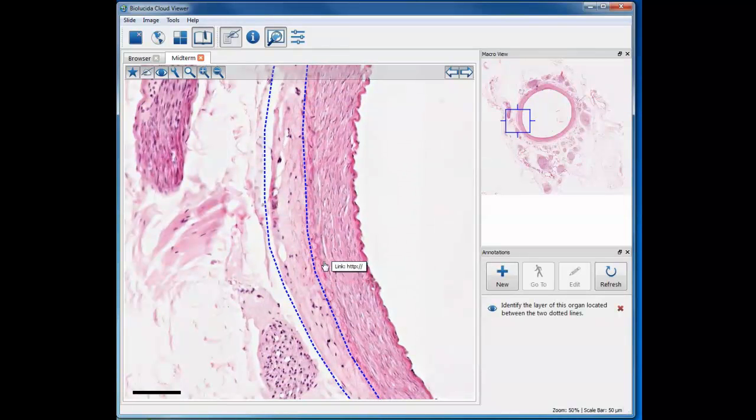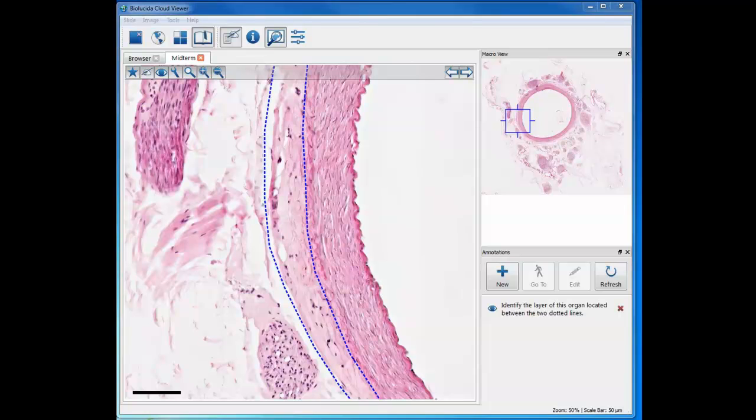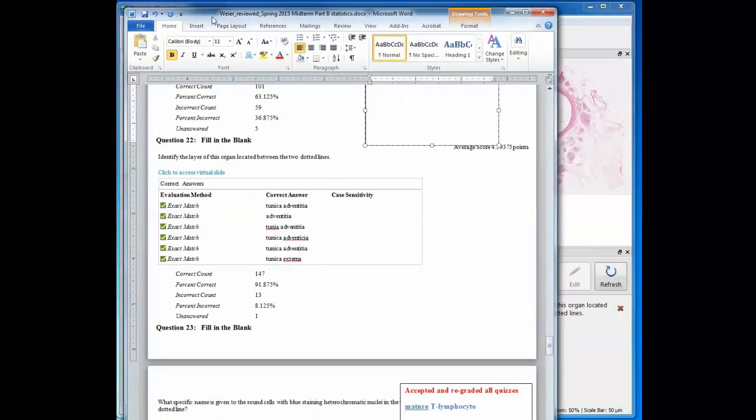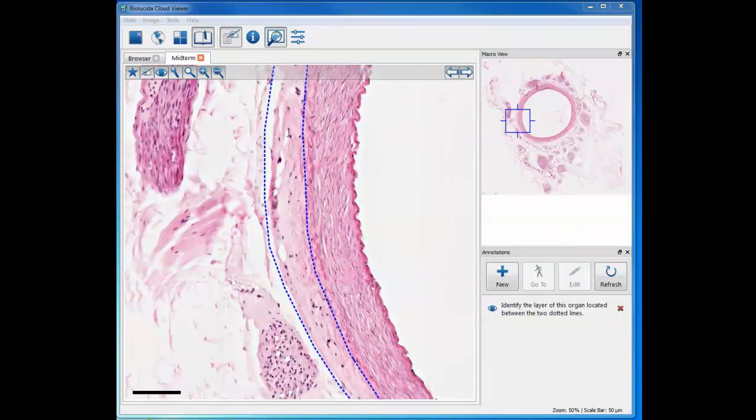Okay, so this is the Adventitia, and we accepted any variation of tunica adventitia, as you can see here, even tunica externa, we gave credit for that. But we didn't give credit for things like perineurium, intima, integument, endothelium, basal lamina, tunica media, transitional epithelium, etc. So anyway, let's move on to the next question.